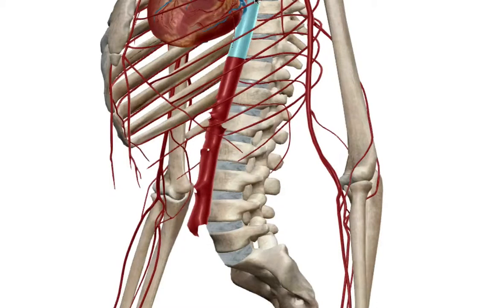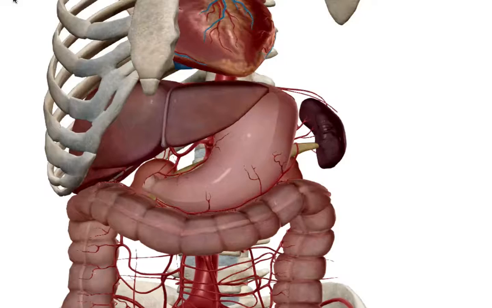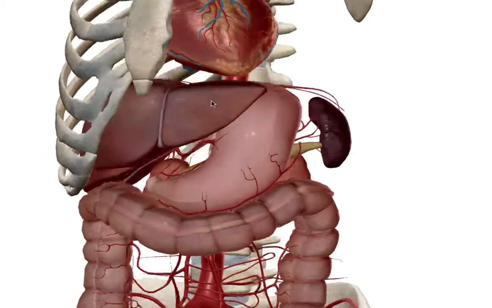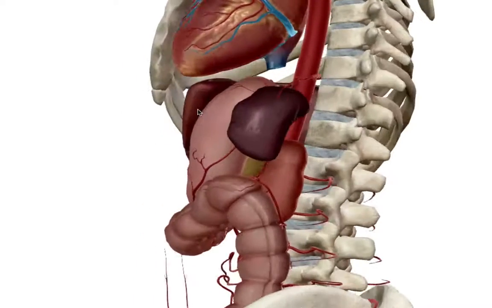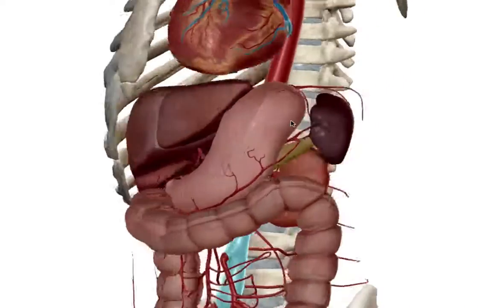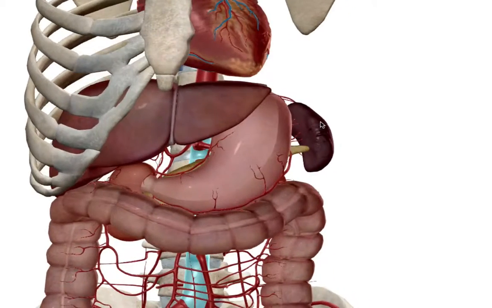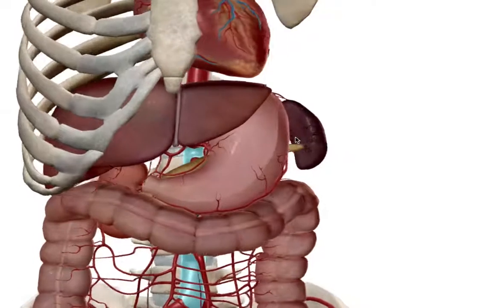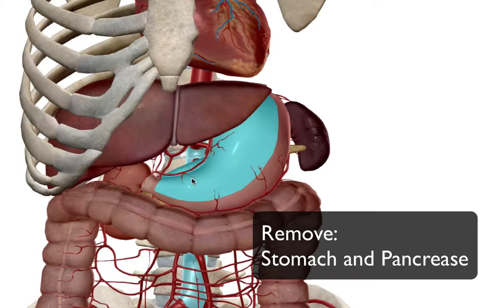And just inferior to our thoracic portion, we have the descending aorta, the abdominal portion. So this is the abdominal portion of the descending aorta. And as you can see, it's quite convoluted. So I'm going to remove some of the organs from this. We're not going to highlight all of them, but we will do some. So I'll remove the stomach, and just posterior to the stomach, the pancreas.